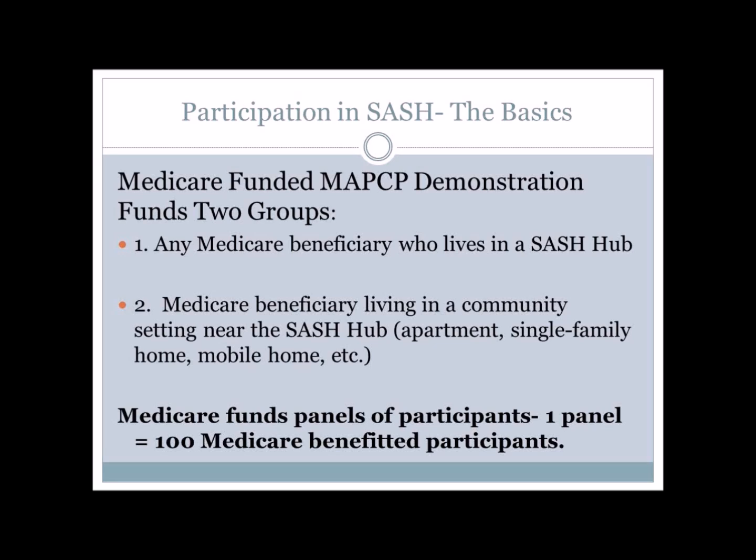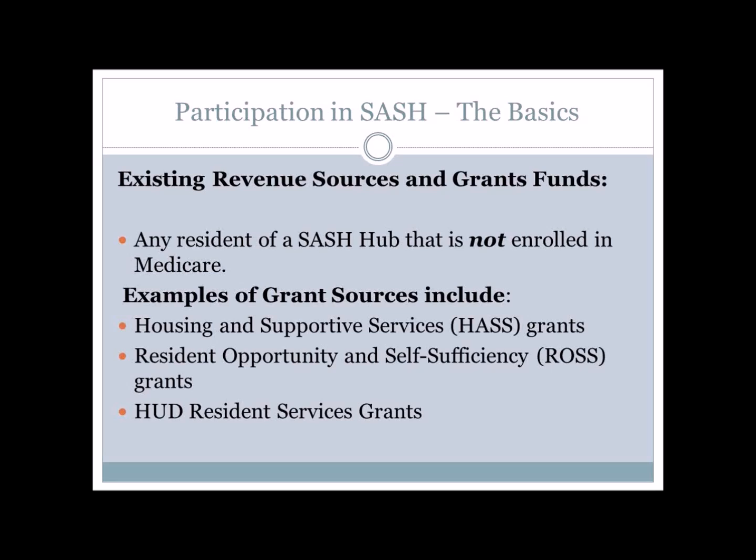We also fund half panels, and a number of you are half panels this time around, so 50. What's important about that concept is that we're not billing Medicare in a traditional way for the SASH services we're providing. The reason it's called a demonstration is because Medicare is saying, let's demonstrate a different way of paying for something. The way we're going to do that is provide this kind of capitated bulk payment to the state of Vermont, and they're going to use these funds per panel to provide these SASH services.